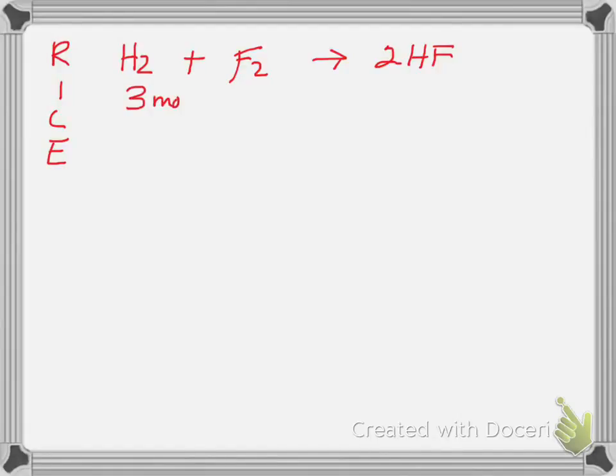So our equation is going to be H2 plus F2 is going to yield 2HF. Okay, and these are all gases and or liquids. So there's our R, I, C, E. So it tells us that we have 3 moles of each, right? So 3 moles, 3 moles, 3 moles.